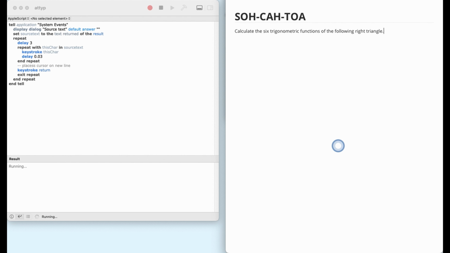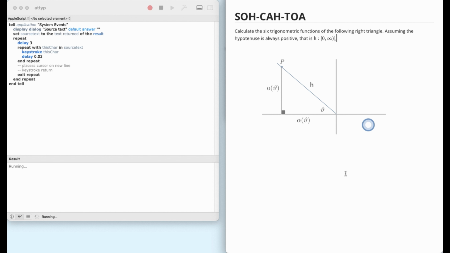Right, so calculate the 6 trigonometric functions of the following right triangle, assuming the hypotenuse is always positive, which is an assumption appertaining to the definitions of the trigonometric functions regarding the hypotenuse as a distance between a given point on the terminal side of the angle and its vertex or origin. And since distance is never negative, we can define the domain of this hypotenuse, h, to be the set of positive real numbers greater than 0.